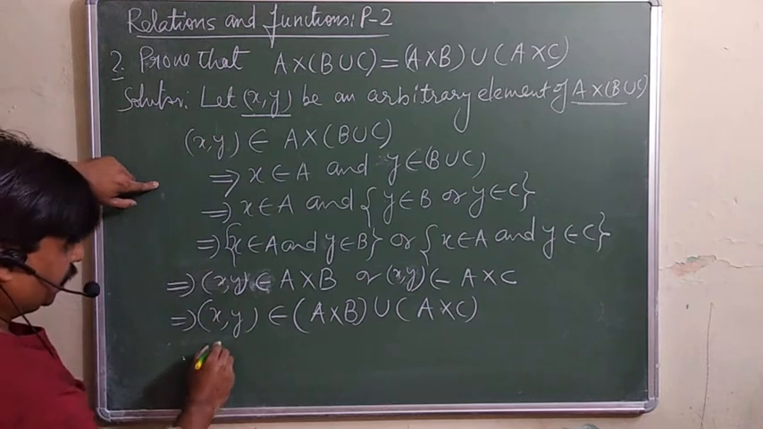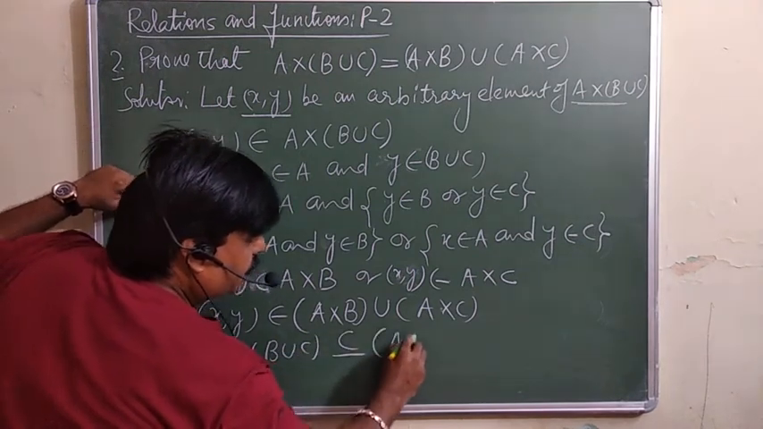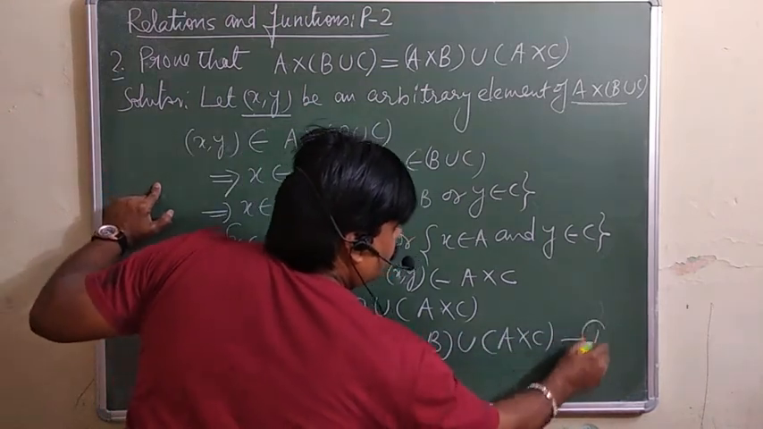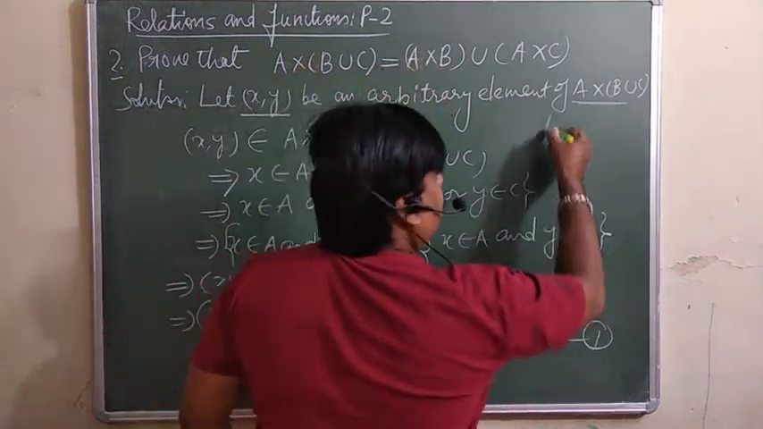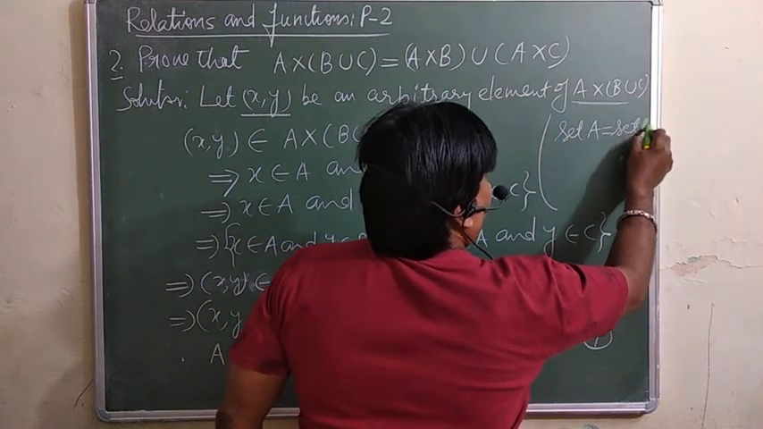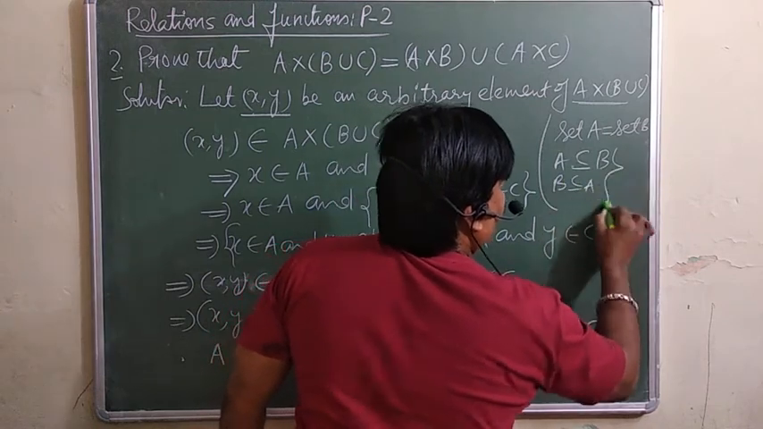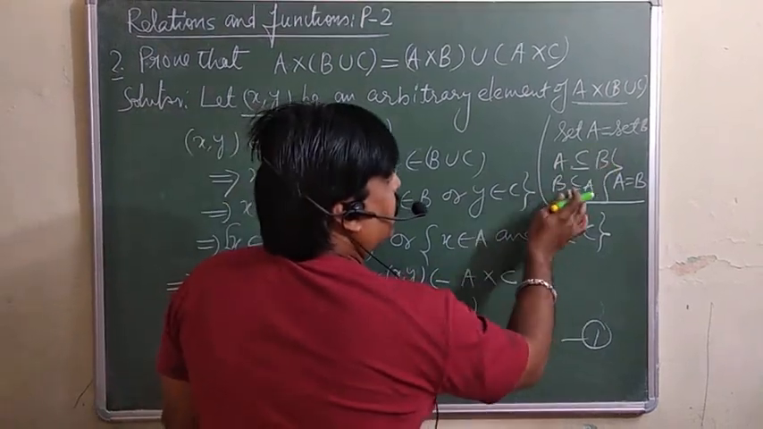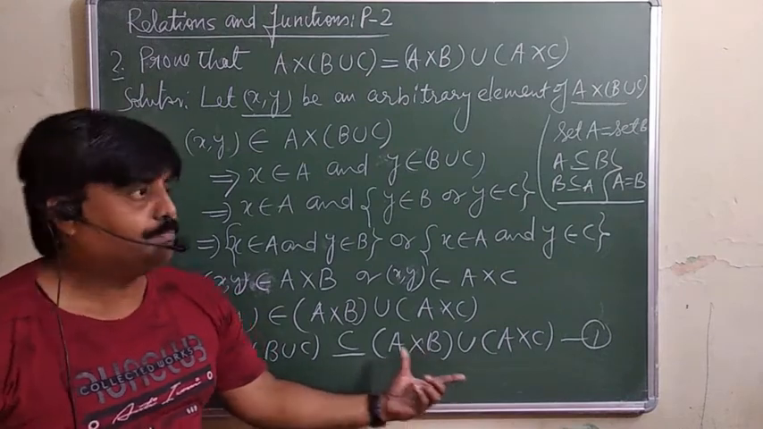Therefore, you can say A cross B union C is the subset of A cross B union A cross C. This is the one equation you are getting. Because if you want to prove this is equal to this one, we already discussed that if you want to prove the set A is equal to set B, then you are supposed to prove A is the subset of B and B is also the subset of A. Then only A will be equal to B. If A is a subset of B and B is a subset of A, then A will be equal to B. So you are supposed to prove this is the subset of this one. Have a look.